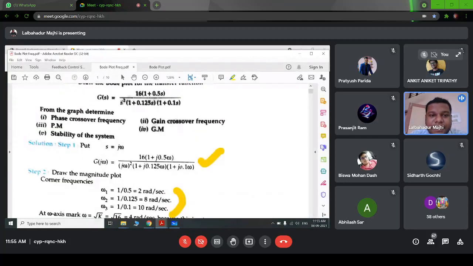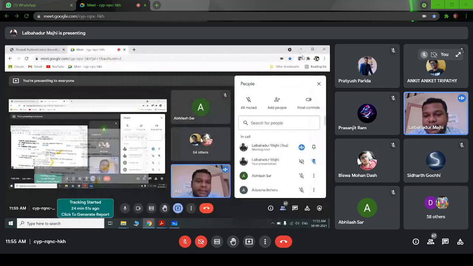It is a type 2 system, right? Type 2 system. So what will be the initial slope? Anyone? What will be the initial slope? Minus 40. Minus 40 dB per decade. Always tell the unit. Minus 40 dB per decade. And what will be the starting point? Anyone? The starting point on the y-axis.